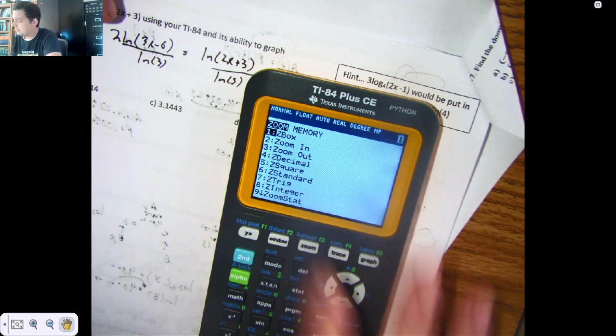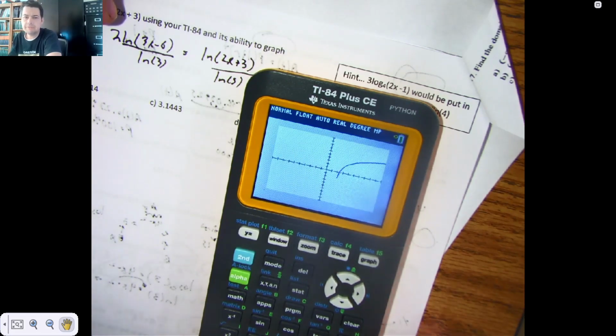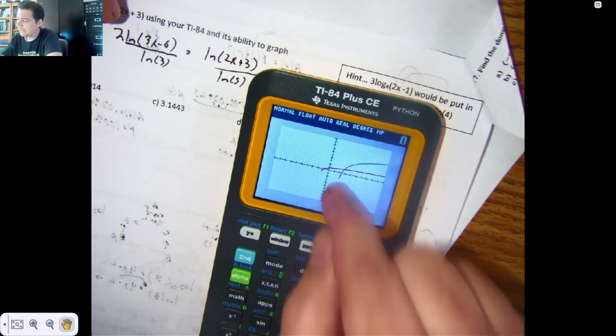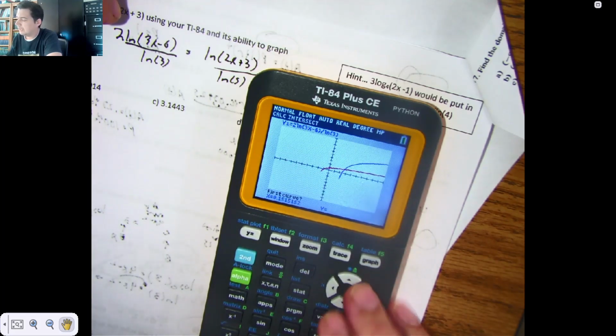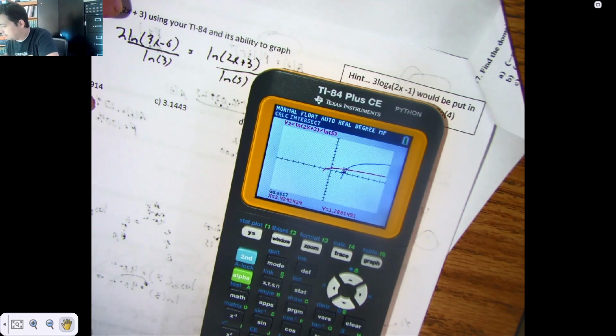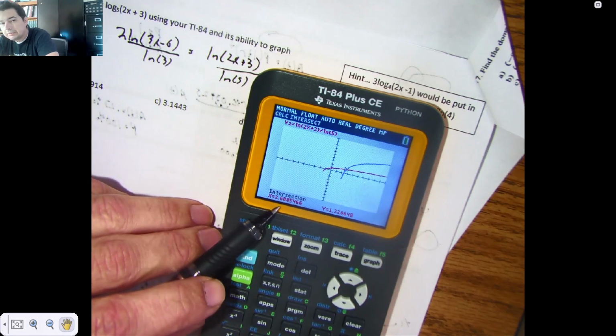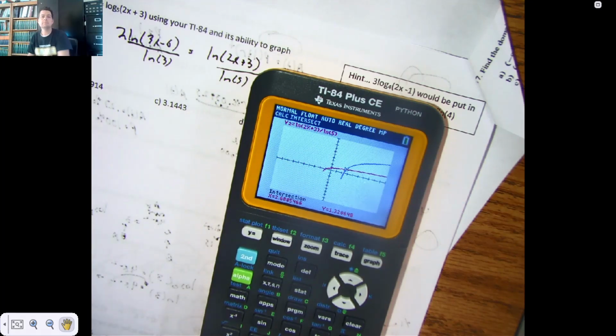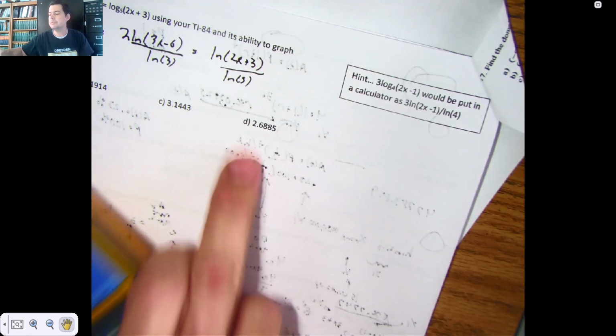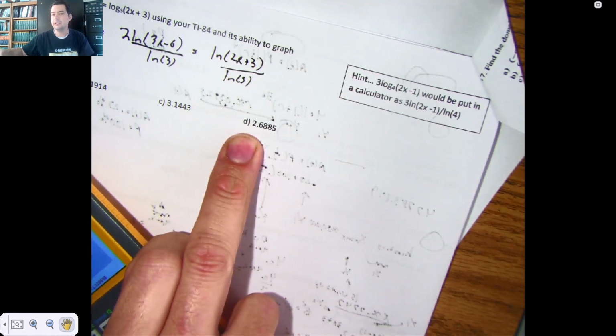And then I just hit zoom 6, and I don't think I have to play with the window at all. Bam! There's the answer. Second trace 5. I'm going to have to hold the cursor down to see it. There she is. Enter, enter, enter. Oops. One more time. 2.6885. That's it. Which, by the way, on this one was choice D.